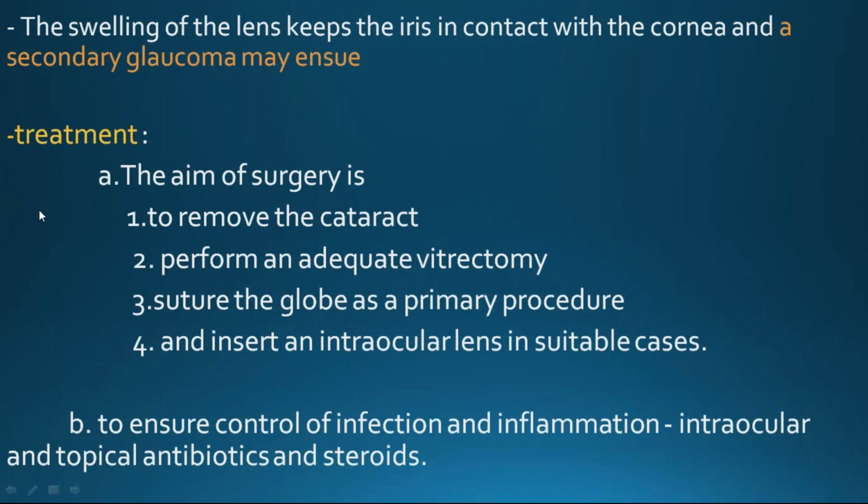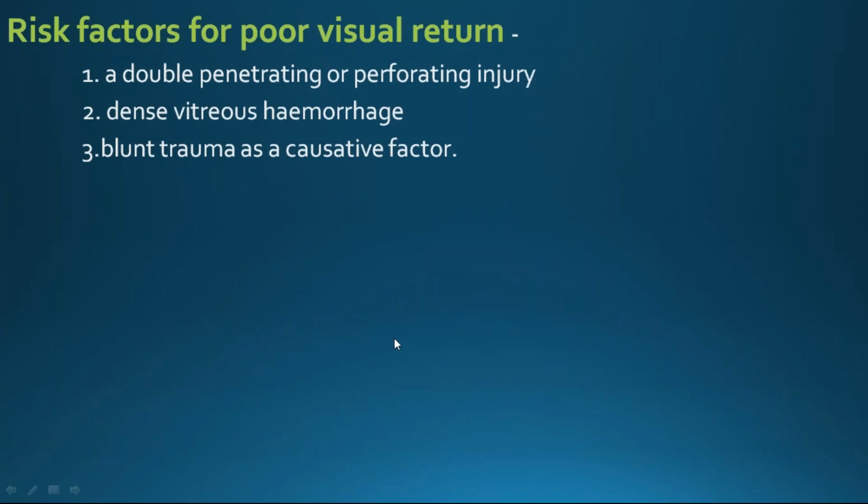The aim of the surgery is to remove the cataract, perform an adequate vitrectomy to remove any blood or vitreous, suture the globe as the primary procedure, and insert an intraocular lens for traumatic cataracts. Risk factors for poor visual outcome in traumatic cataracts include double penetrating and perforating injuries, dense vitreous hemorrhage, and blunt trauma. These are the risk factors.